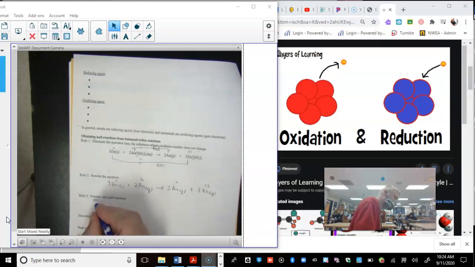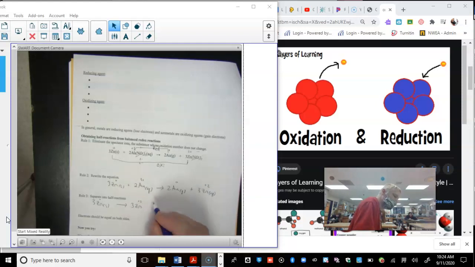Let's do the zinc. We got 3 zinc, 0 charge, it's a solid, and it is turning into zinc 2+, and we've got 3 of those. +2, sorry. Oxidation state, positive, negative first. We'll just assume, yeah, that's aqueous.